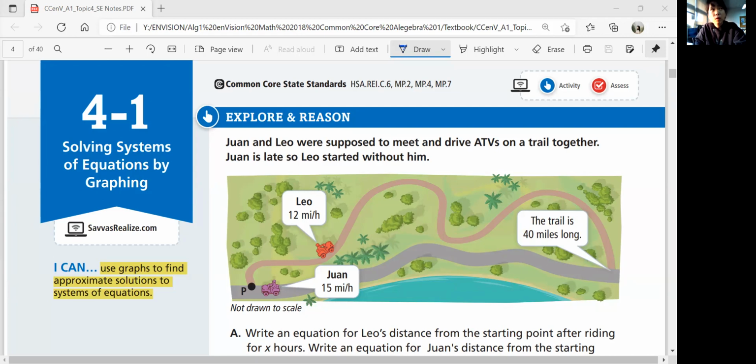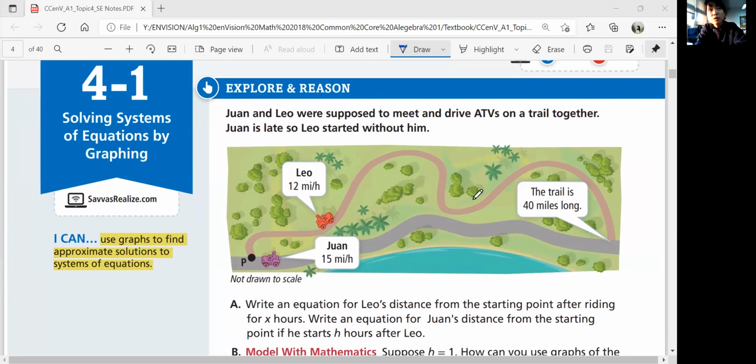Juan and Leo were supposed to meet and drive ATVs on a trail together. Juan is late, so Leo started without him. If you look at the graph, we see some important information. The trail total is 40 miles long. Leo's speed is 12 miles per hour. Juan's speed is 15 miles per hour.